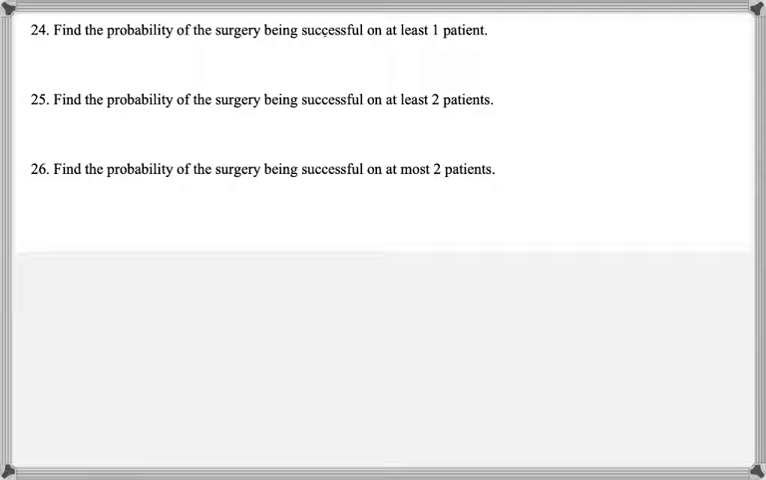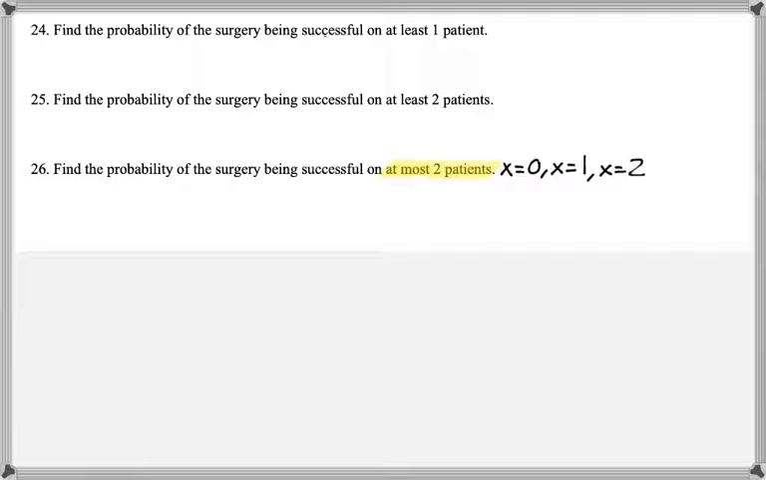Questions 24 through 26 are a little bit more complicated because these are the ones that say at least or at most. And I actually want to start with question 26. Find the probability of the surgery being successful on at most 2 patients. So at most 2 means 0, 1, and 2.